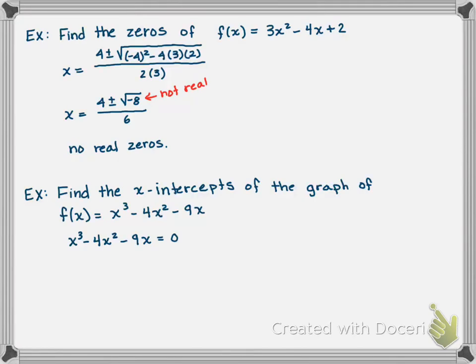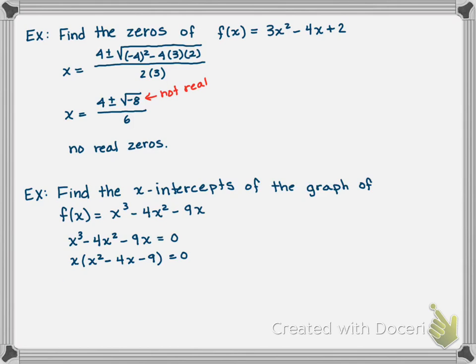So yeah, we have x times x squared minus 4x minus 9 equals 0. And then we can't factor any further than that, right? Because there's no numbers that multiply to negative 9 and add to negative 4. So at this point, we're still solving by factoring.